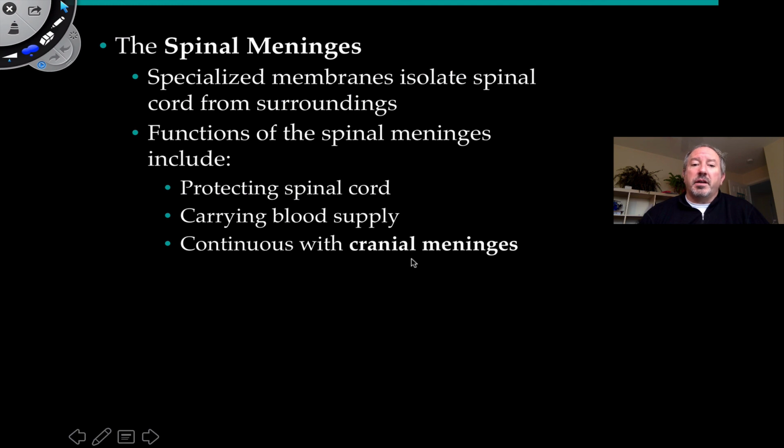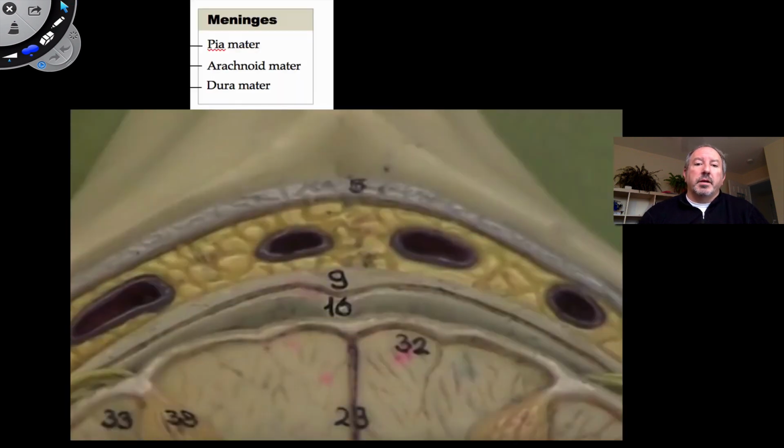Now, this is not a video about the cranium or the brain, but the same meninges apply that surround the outside of the brain as well. And again, the three layers are here. You could look at the pia mater right in here, which is the innermost. Here's the arachnoid mater, and here is the dura mater right there.